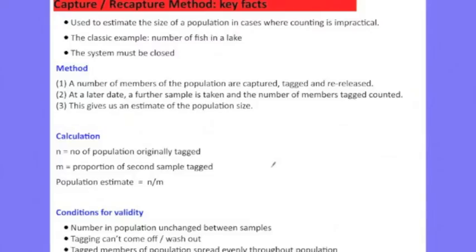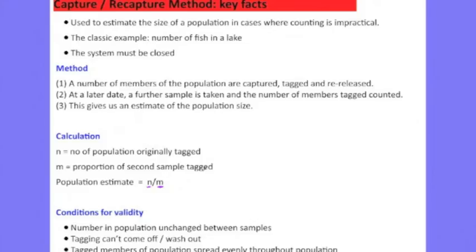You need to know this calculation. The population size is estimated by n divided by m. N stands for the number of population originally tagged. M stands for the proportion, really key, not number, the proportion of the second sample tagged.